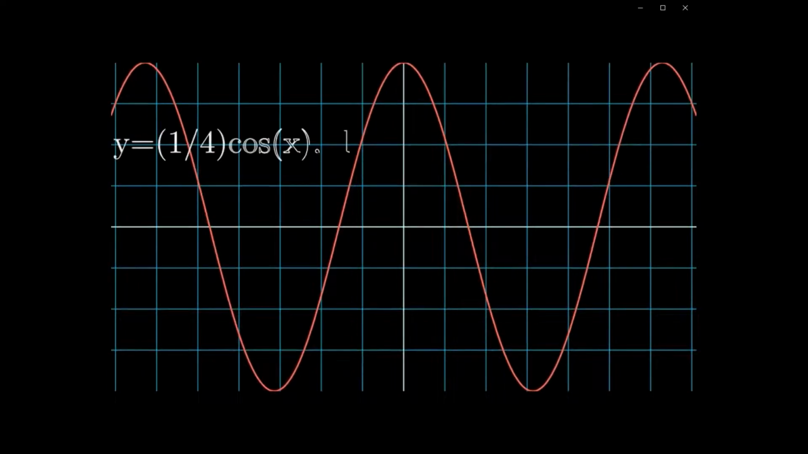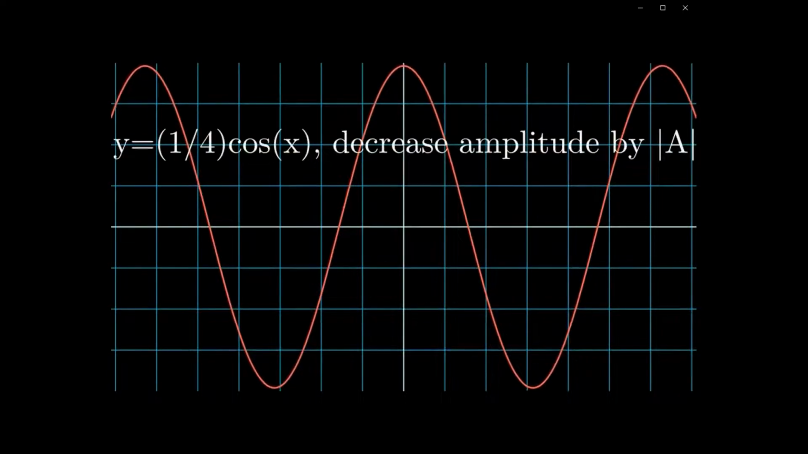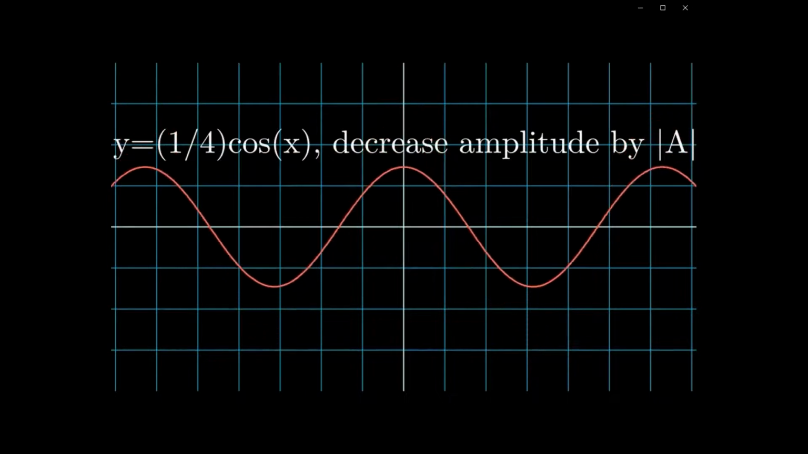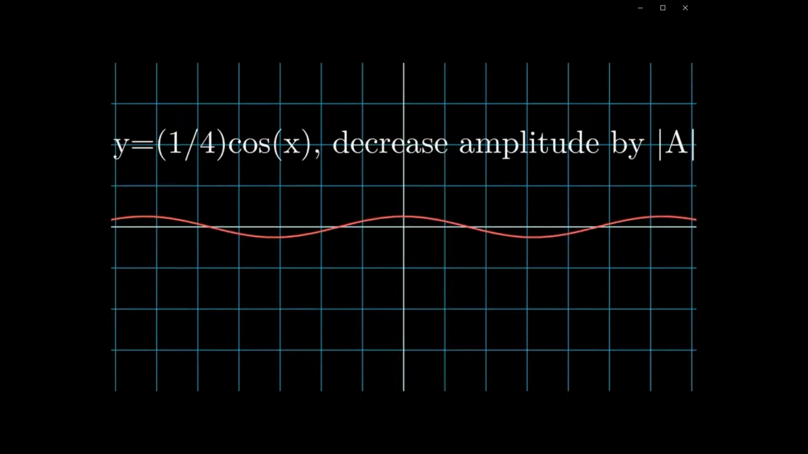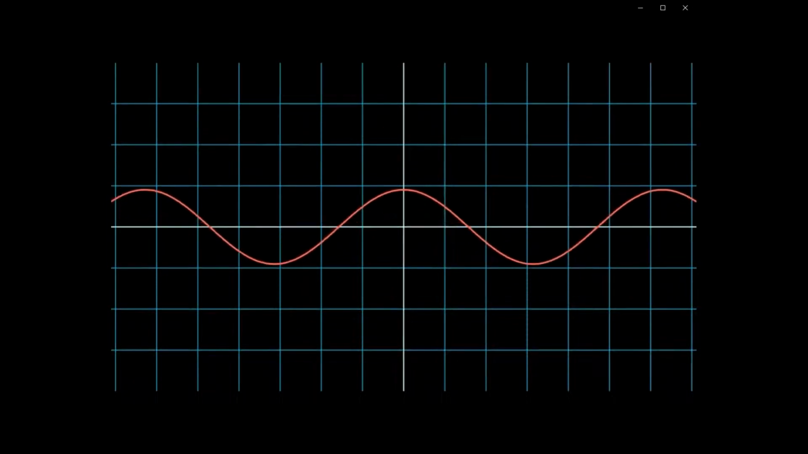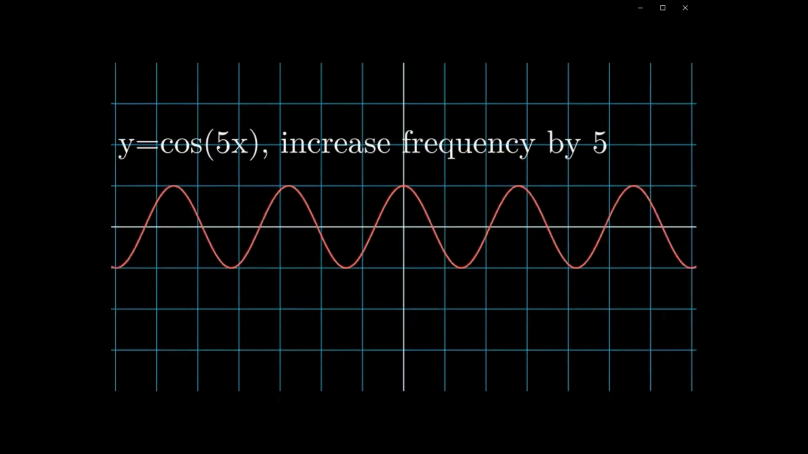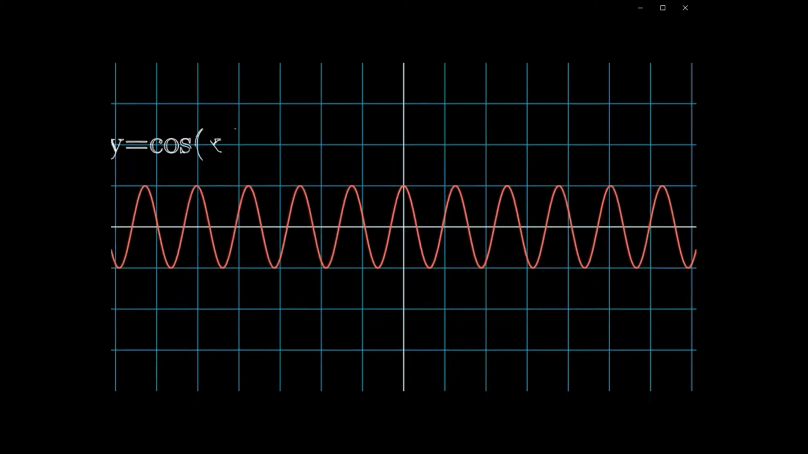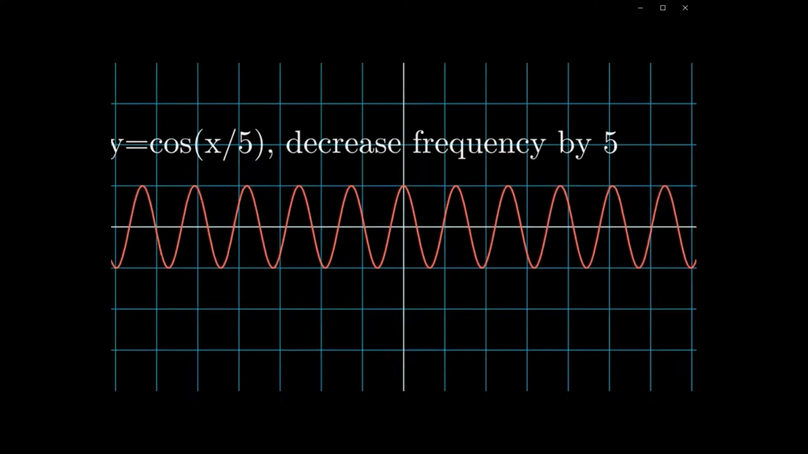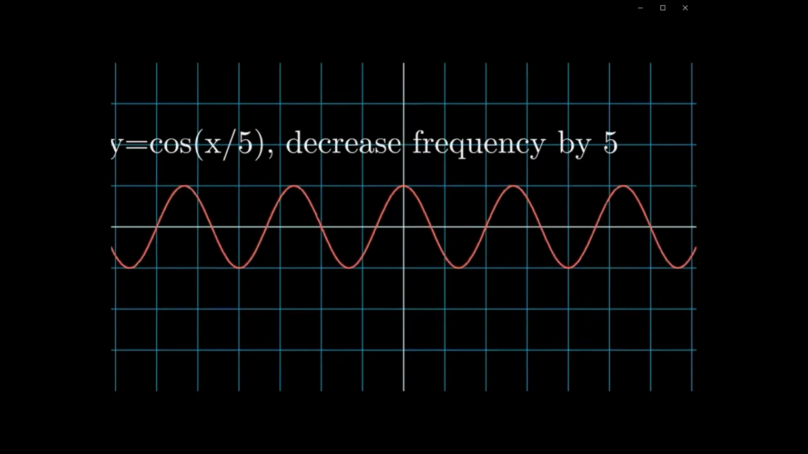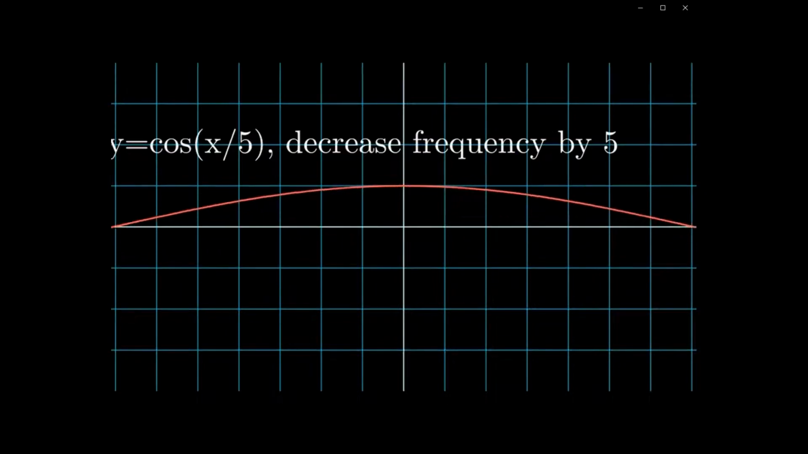Once again, absolute value of a affects the amplitude. So if a is greater than 1, the amplitude increases. If a is between 1 and 0, the amplitude decreases. Similarly with the absolute value of b, if b is greater than 1, the frequency increases. If b is between 1 and 0, the frequency decreases.